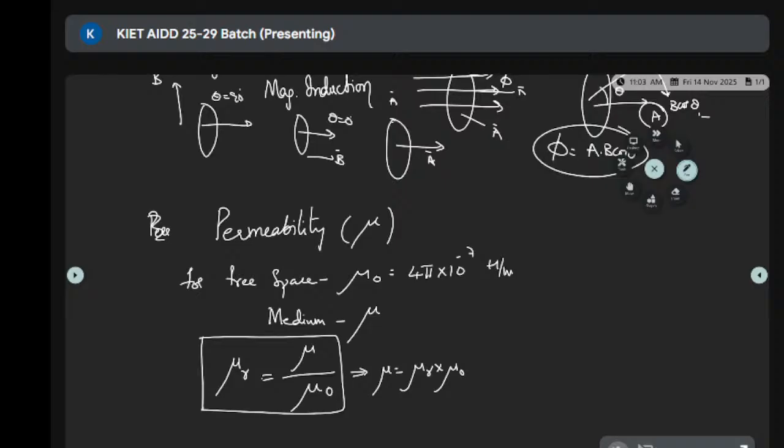If mu r is equal to 1, the material permeability will be equal to mu naught. When the relative permeability is 1, and whatever the unit of relative permeability, it has no units and no dimensions. Okay?